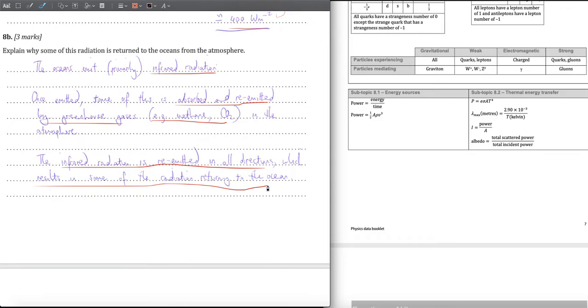So we're looking for a kind of stage process here. We give out infrared radiation. What happens to that radiation is it's absorbed and re-emitted, and then why it goes back down to the ocean.